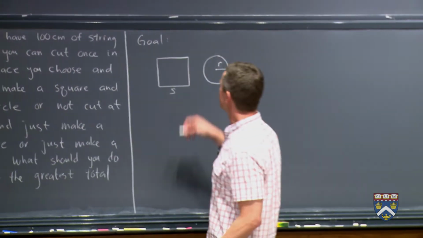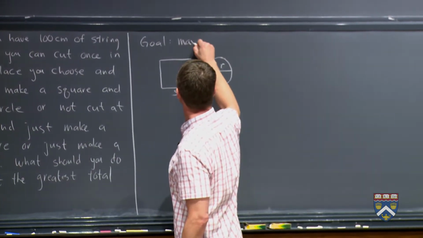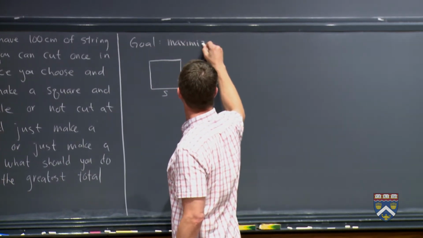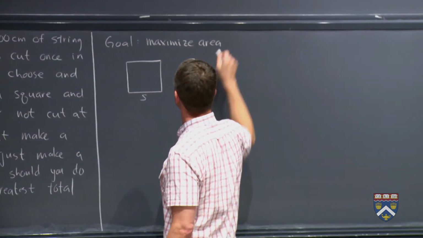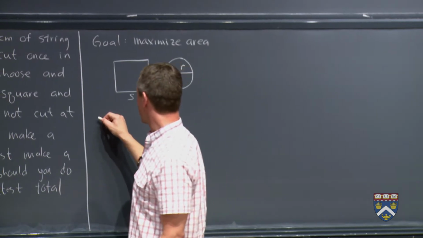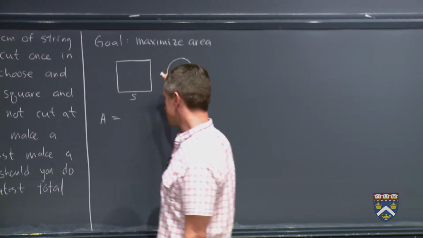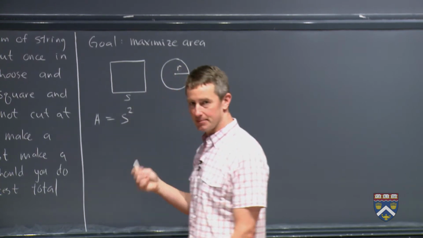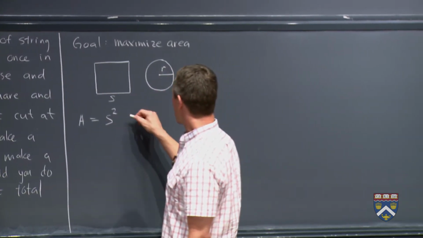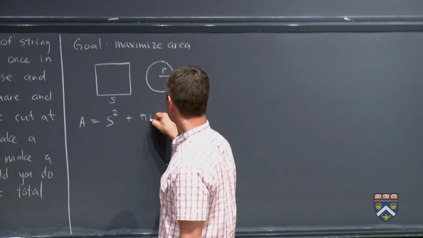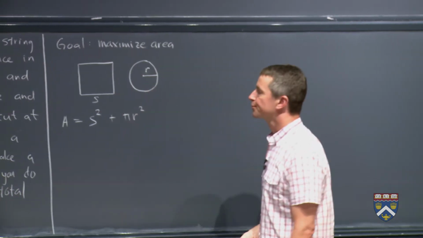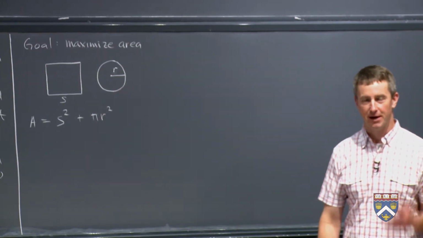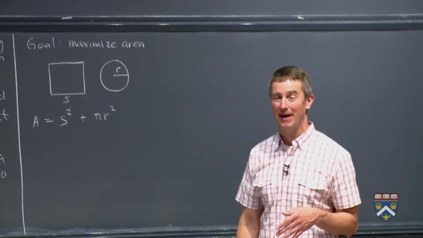So what's our goal? Maximize the area. So our formula: the area of a square is length times width, so in this case s times s, or s squared. And the area of a circle is pi r squared. So as usual, I hope you have by now seen the pattern of all of these.